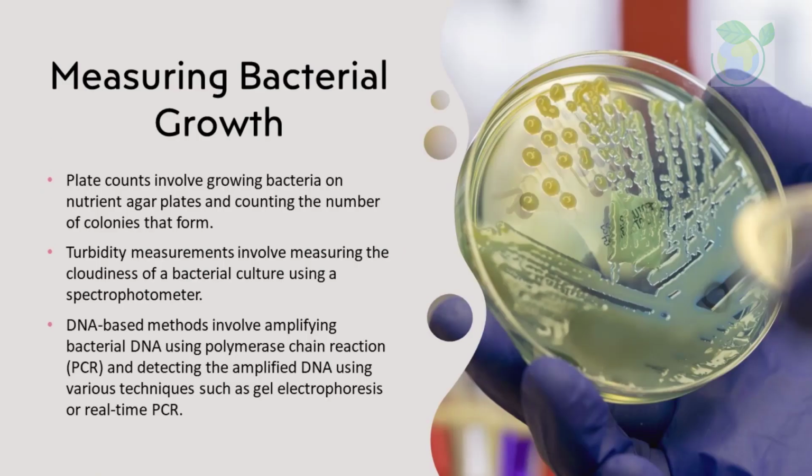Measuring bacterial growth. Bacterial growth can be measured using different methods such as plate counts, turbidity measurements, and DNA-based methods. Plate counts involve growing bacteria on nutrient agar plates and counting the number of colonies that form. Turbidity measurements involve measuring the cloudiness of a bacterial culture using a spectrophotometer. DNA-based methods involve amplifying bacterial DNA using polymerase chain reaction, PCR, and detecting the amplified DNA using various techniques such as gel electrophoresis or real-time PCR.